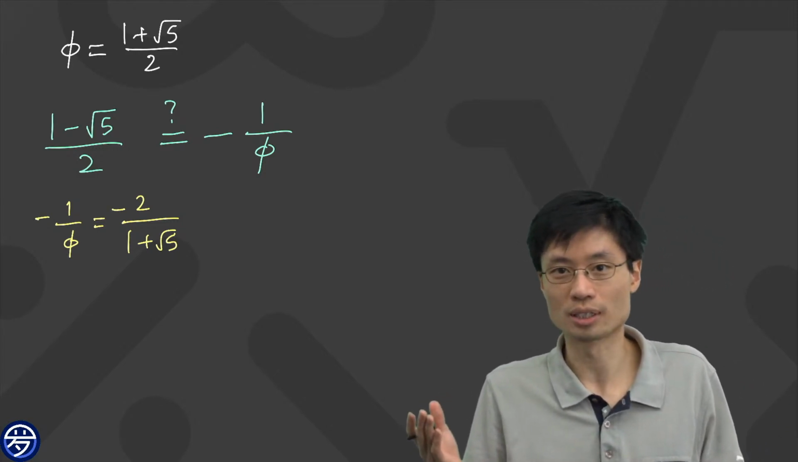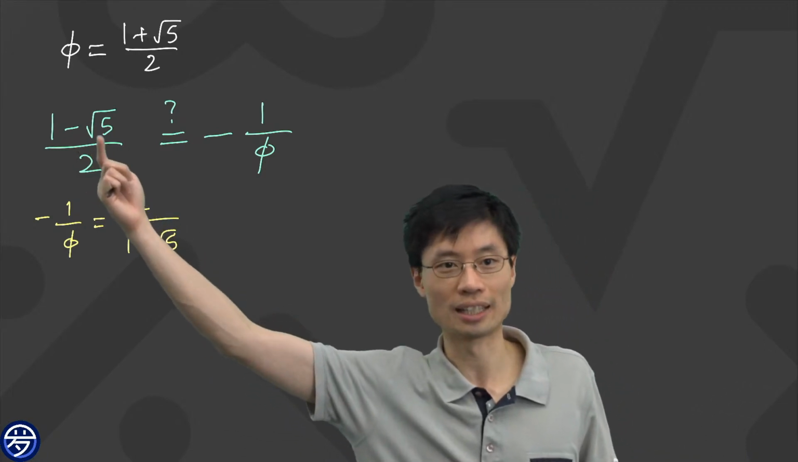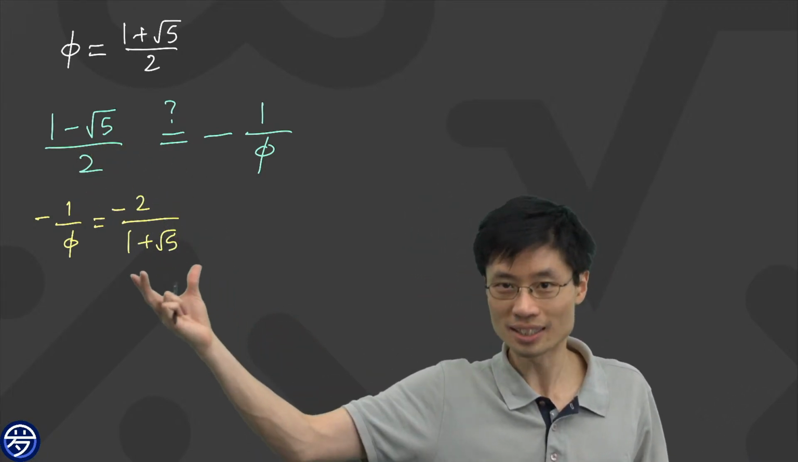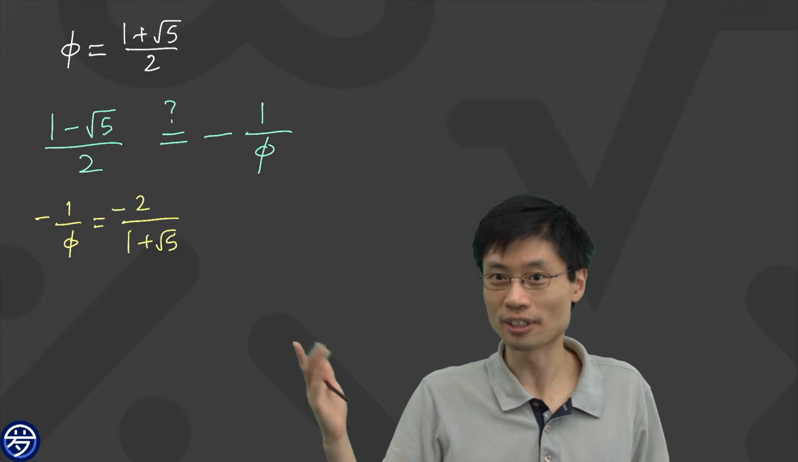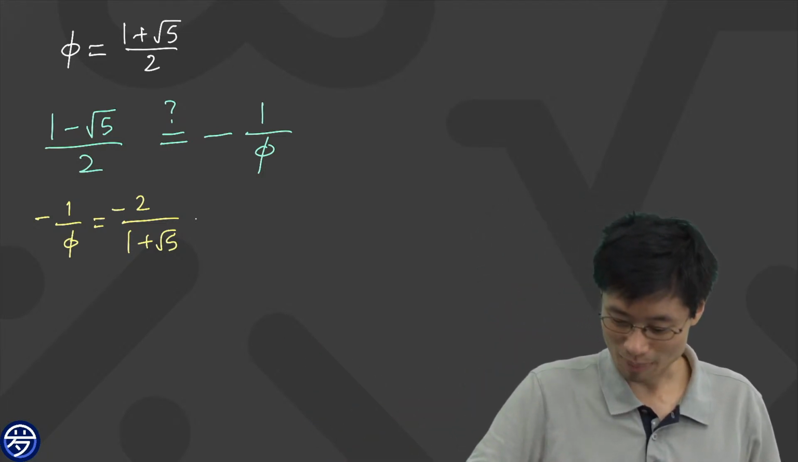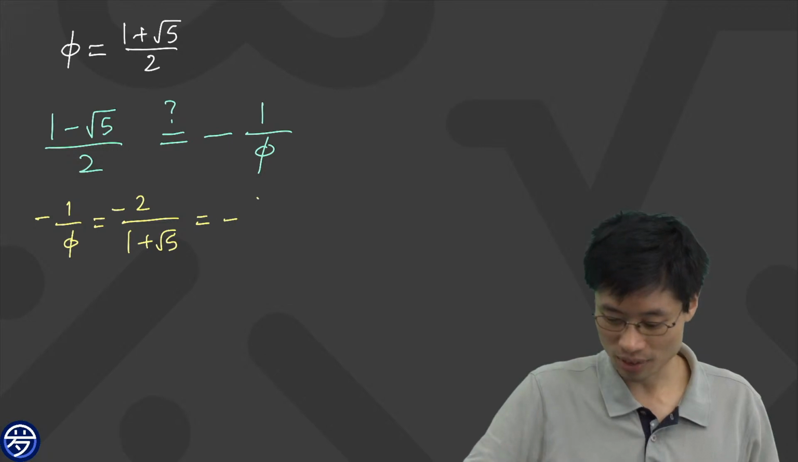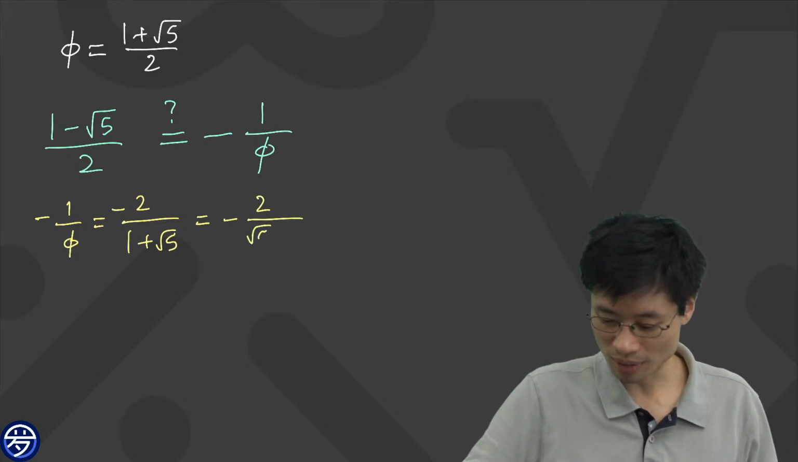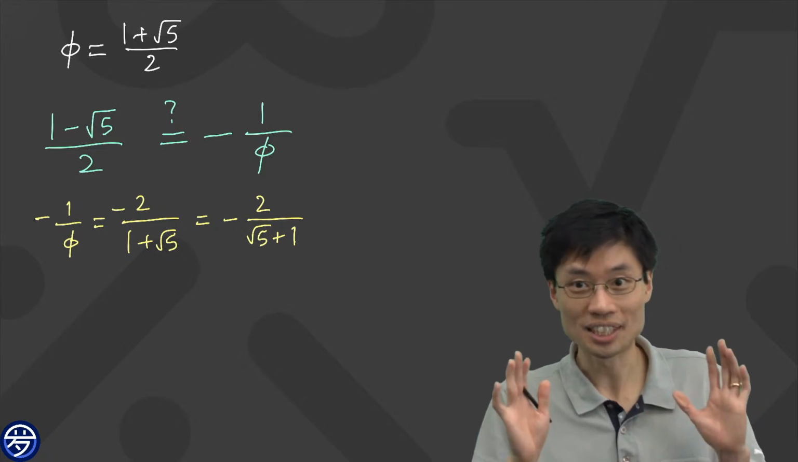Oh, I mean, of course, this is bogus. Like, how could this be equal to that? It's just like, no way, right? This thing equal to that? They look so different. Well, let's mess around a little bit. So this thing happens to be minus 2 over, I'm going to write it as, square root of 5 plus 1. I haven't changed anything yet.